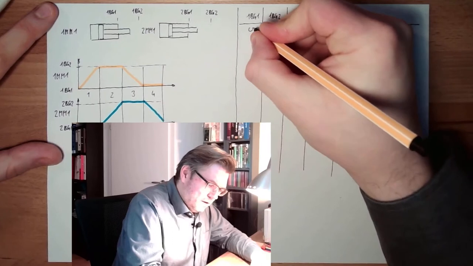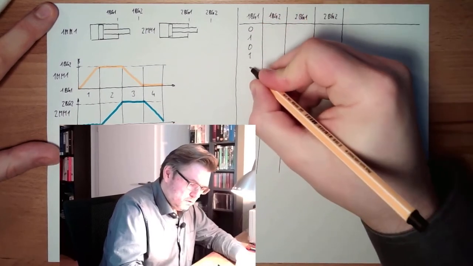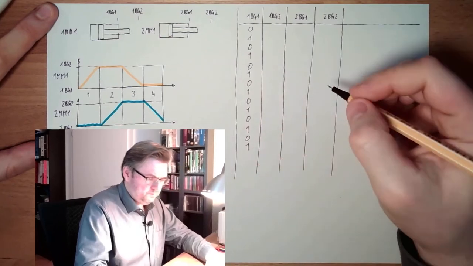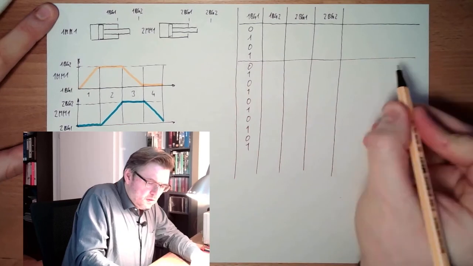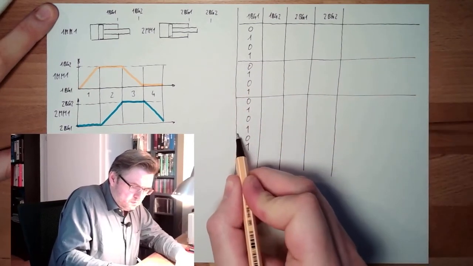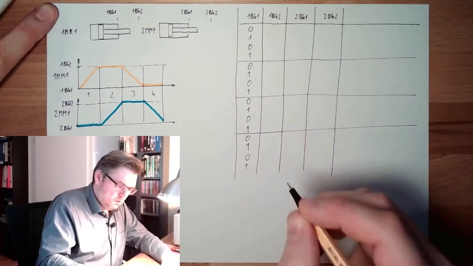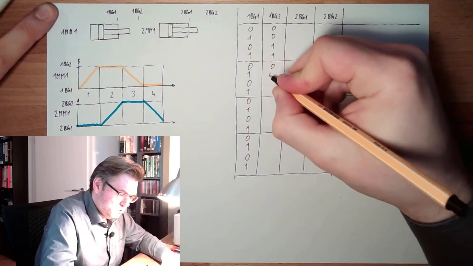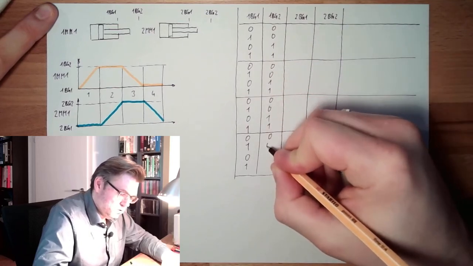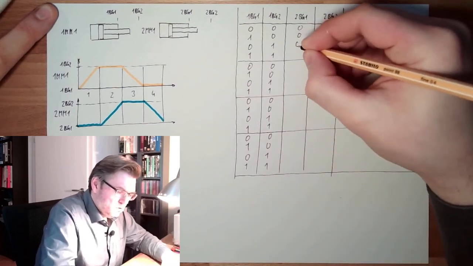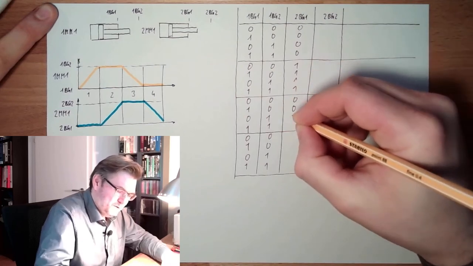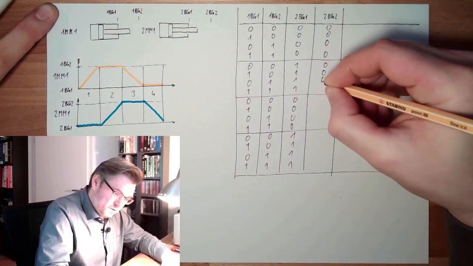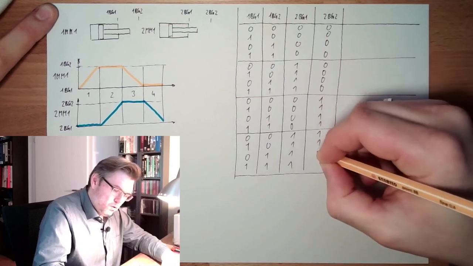I will start like in digital technique: 0, 1, 0, 1, and so on, alternating for 16 rows. The next column: 0, 0, 1, 1, repeating. The next one: 0, 0, 0, 0, 1, 1, 1, 1, repeating. And the last one: eight zeros, then eight ones.